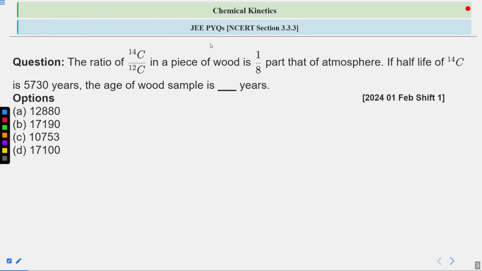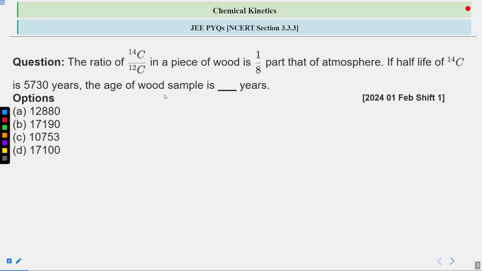Let's begin with our first question. This is a JEE PYQ and this is covering the NCERT section 3.3.3 from our chapter Chemical Kinetics. The question is: the ratio of 14C to 12C in a piece of wood is 1/8 part that of the atmosphere. If the half-life of 14C is 5,730 years, the age of the wood sample is how many years?